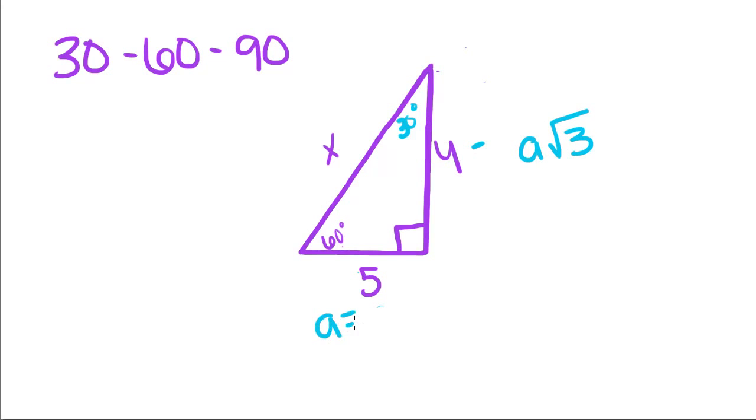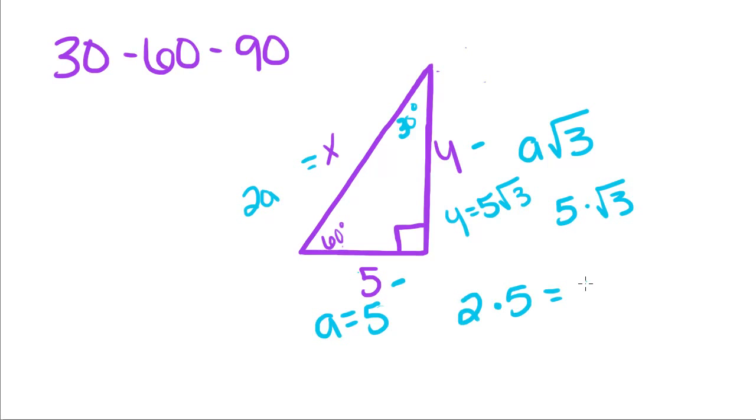So right now A is equal to 5 because this side is equal to 5. So we're going to take 5 and multiply it by the square root of 3 to find out what y equals. So y equals 5 square roots of 3. And then we know that this side is equal to 2 times A, so we just take 2 times 5, which is 10. So that means x is equal to 10.